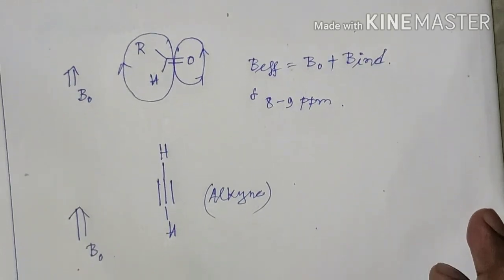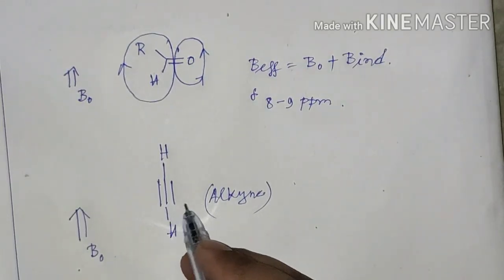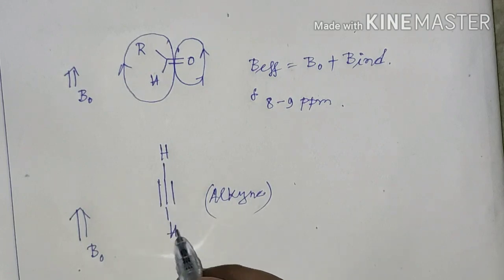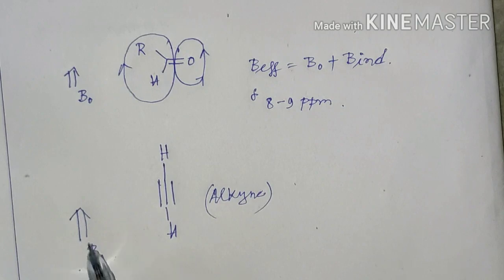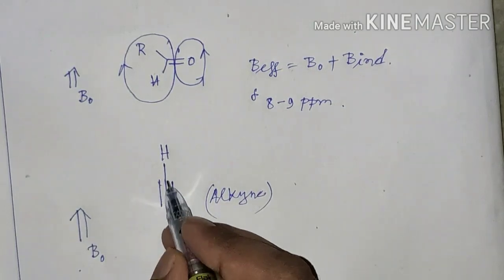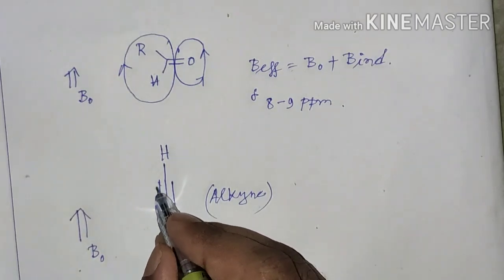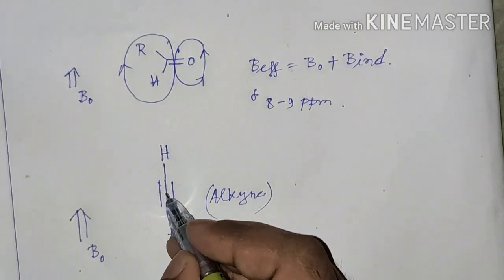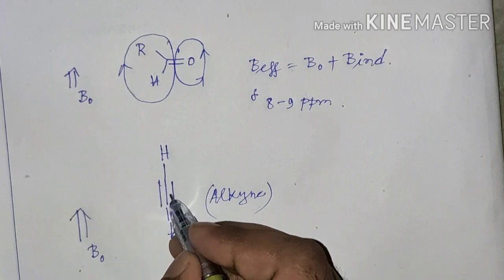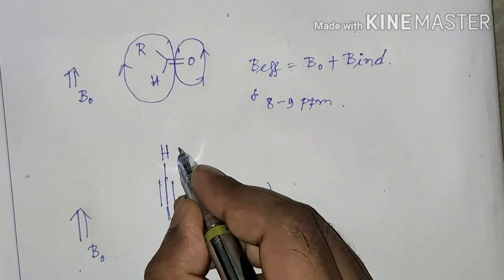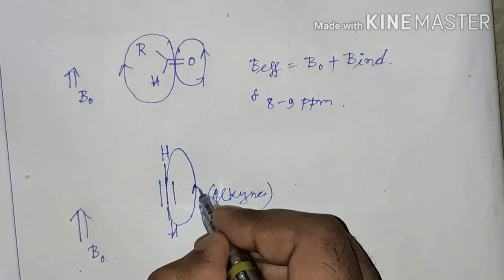Now if you consider an alkyne system, in case of an alkyne system most of the alkyne molecules will orient themselves along the applied magnetic field, that is, it will orient like this, and due to this pi electron a ring current will be induced in this molecule, and the direction of the ring current will be like this.